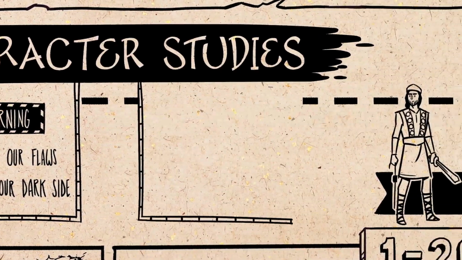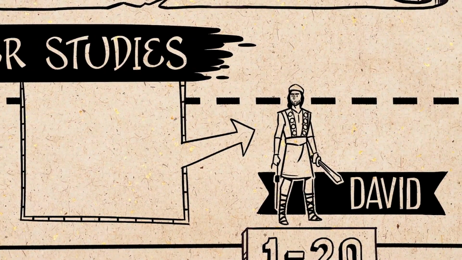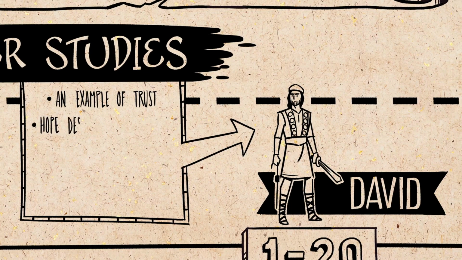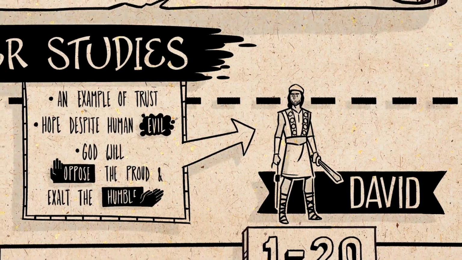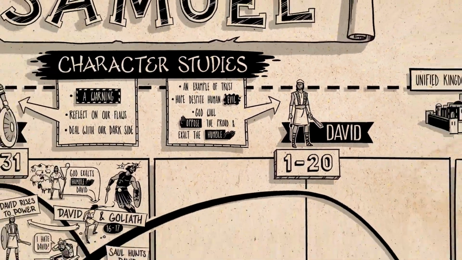David, on the other hand, is presented as an example of patience and trust in God's timing in our lives. And so he's running in the wilderness, being chased by Saul. David had every reason to think that God had abandoned him, but that's not what he thinks. And so David's story encourages us to trust that despite human evil, God is working out his purposes to oppose the proud and to exalt the humble. And that's what 1 Samuel is all about.